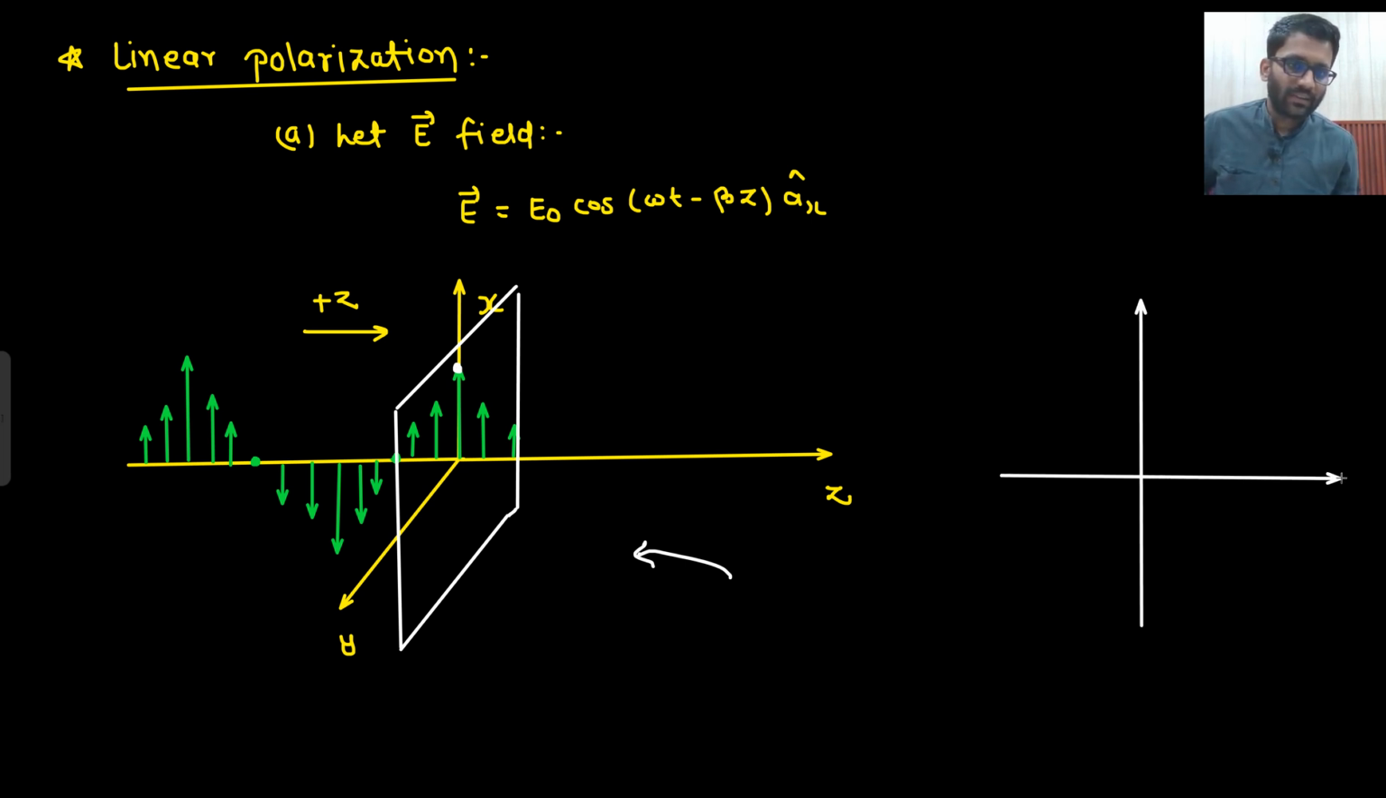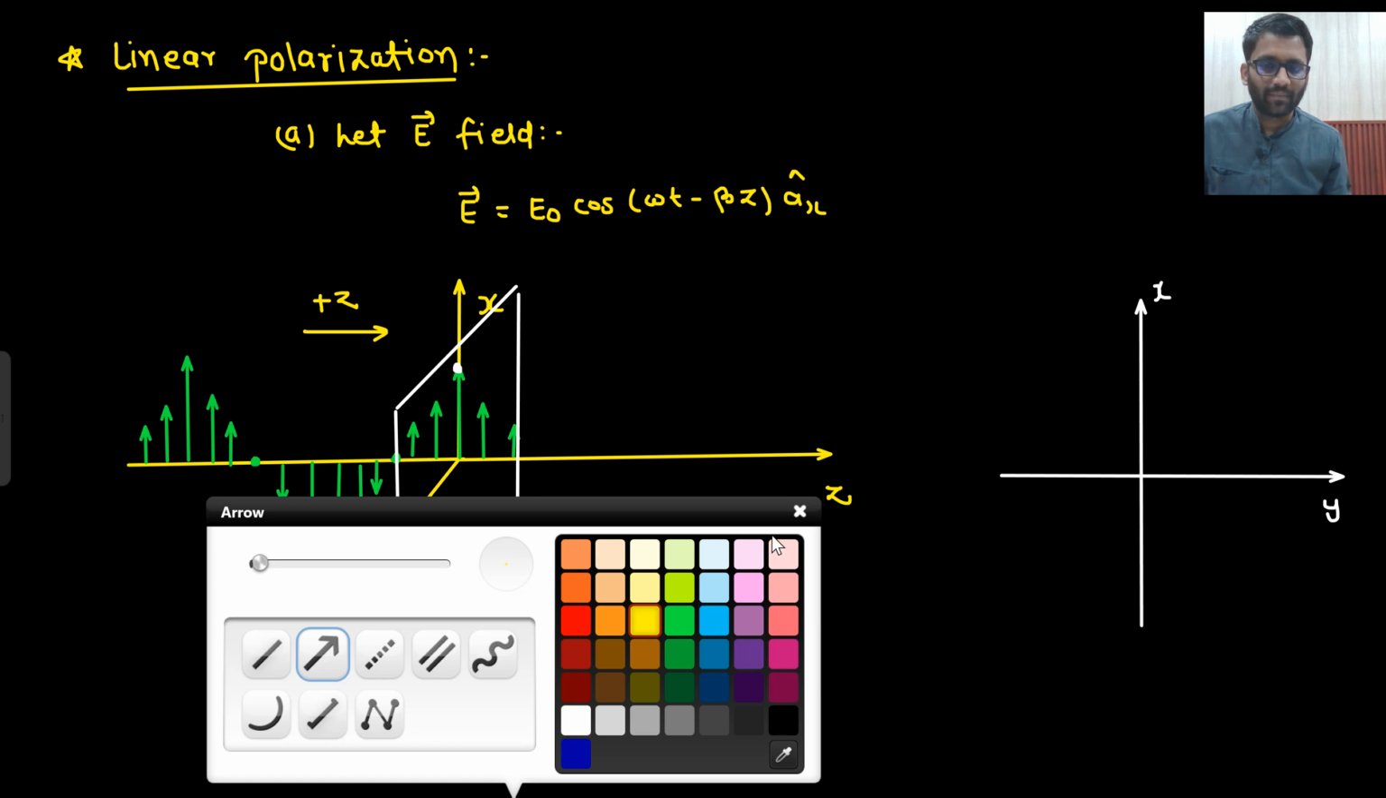This is your X, this is your Y. I am looking from here. This plane is Z equals 0. So on the Z equals 0 plane, how will the electric field look like? So this is a picture at a certain time.